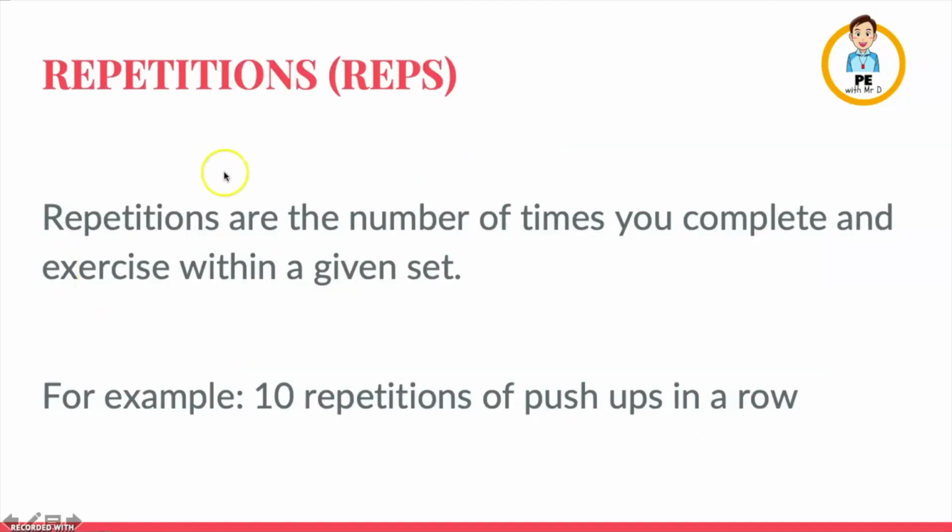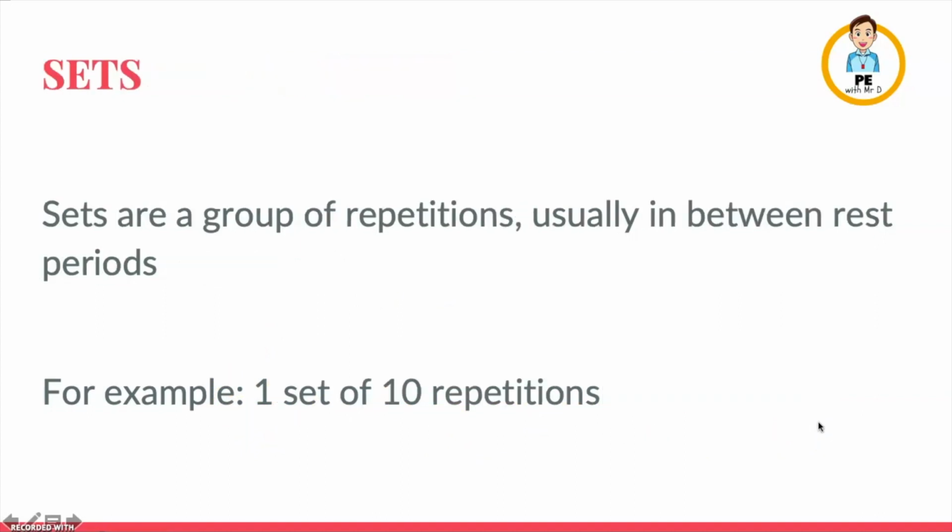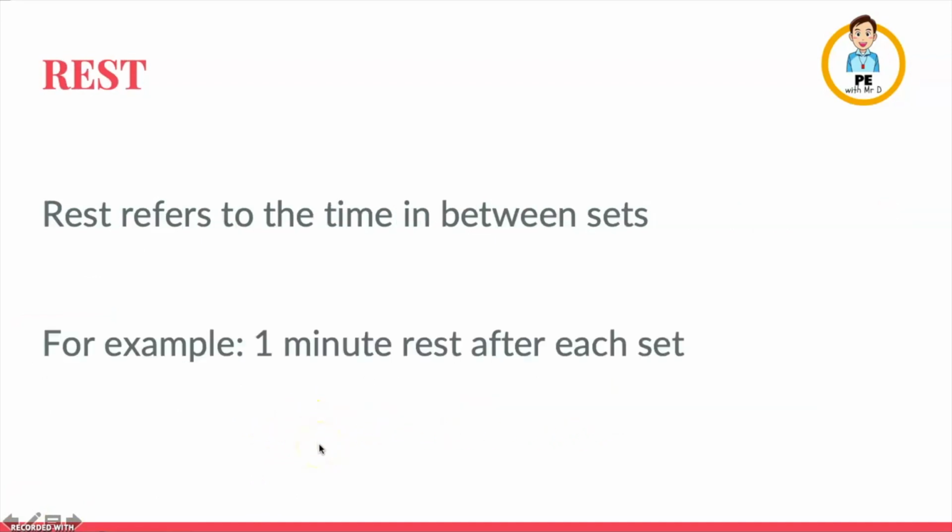So let's start with repetitions, also known as reps. These, very simply, are the number of times that you complete an exercise within a given set. An example of this is 10 repetitions of push-ups in a row. Moving on to sets. Sets are a group of repetitions, usually in between rest periods. Again, an example of this is one set of 10 repetitions. Next we have rest. This refers to the time in between sets. An example here is 1 minute rest after each set. Not after each exercise or each rep, but after each set.